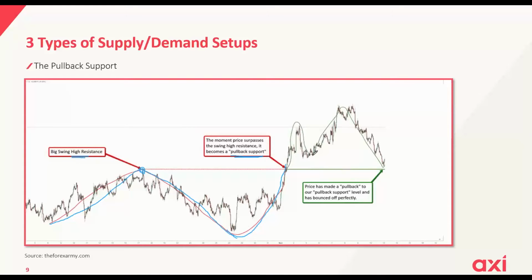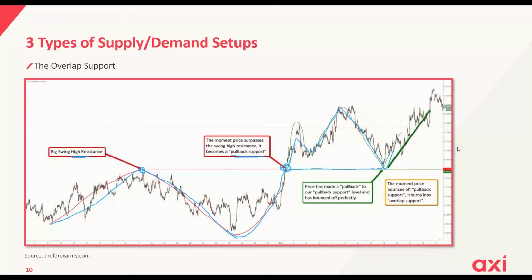Now, once price has made a successful pullback, this is where I'm looking to play the bounce. So this part here, the moment it passes there, this is what I'm calling a pullback support. When price bounces up, it turns into our last type of support. When price finally bounces up, it becomes what I call the overlap support.